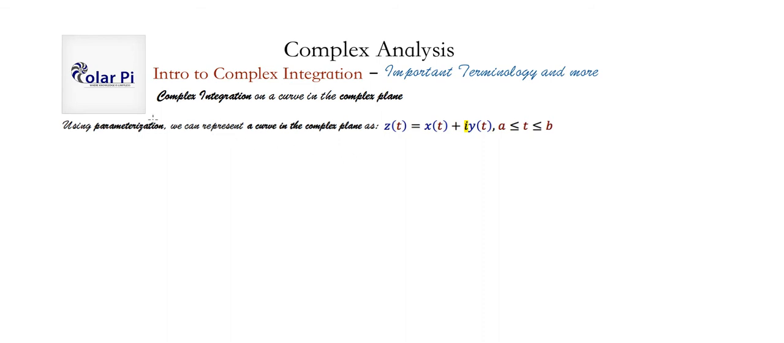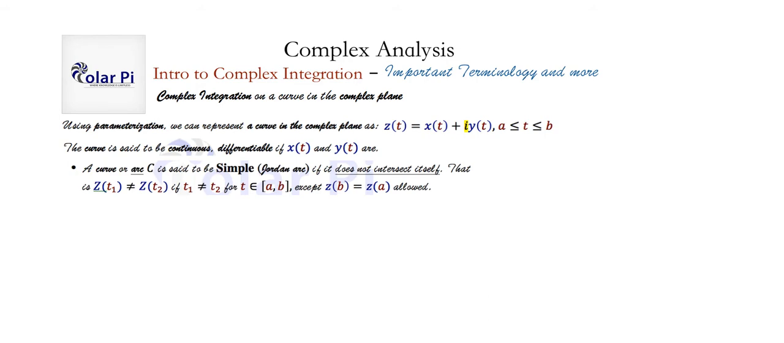Okay. So by complex curve, I mean a curve in the complex plane. Okay. And the curve is said to be continuous and differentiable if x of t and y of t are continuous and differentiable. A curve or an arc C, and we use the letter C to represent a curve quite a lot, and we use C to also represent a contour, which we'll define in a little bit.